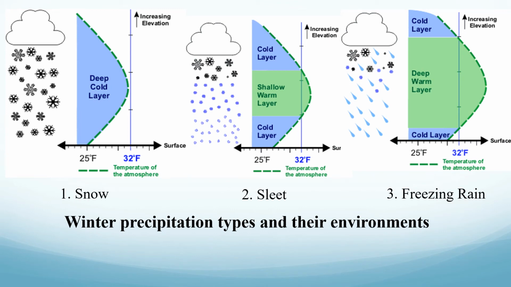So, winter precipitation types and their environment in a nutshell. The vertical distribution of temperature will often determine the type of precipitation, such as rain versus snow, snow versus sleet, sleet versus freezing rain, that occurs at the surface during the winter time.